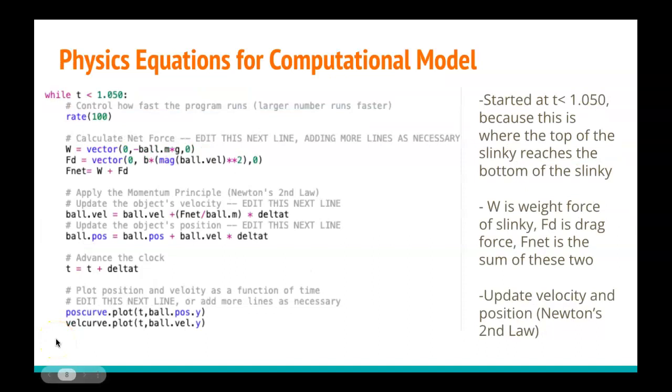Here are the physics equations that were inputted for the computational model. It should be noted that this calculation loop starts at t greater than 1.050 seconds because this is the time at which the top of the slinky meets the bottom of the slinky. In this code, W is the weight force of the slinky and Fd is the drag force. Fnet is the sum of these two. This code also includes the velocity and position update formulas.